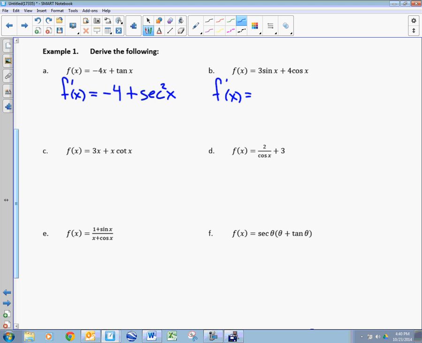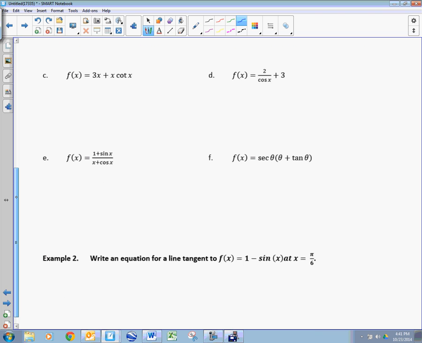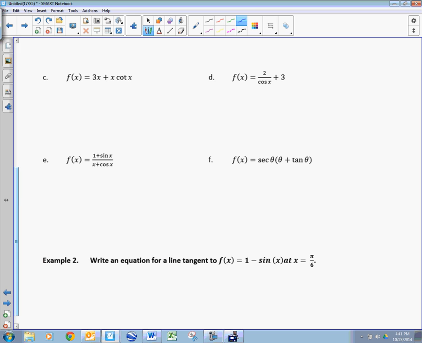For b, f prime of x, what is the derivative of 3 sine of x? 3 cosine of x. What is the derivative of 4 cosine of x? -4 sine of x. Yes, it is that simple. C becomes a little bit more difficult.